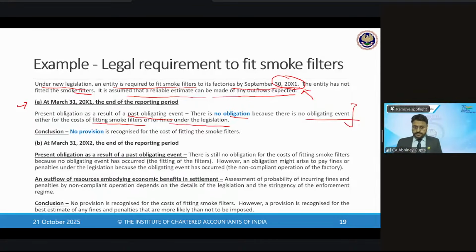Yes, clear. Right. Situation 2, financials for 31st March 2002. Now, in this case, what do you think?